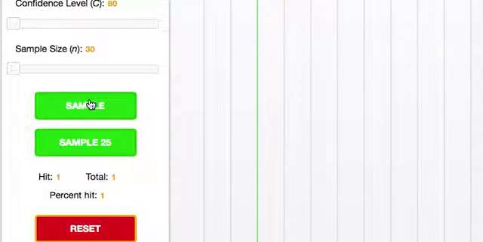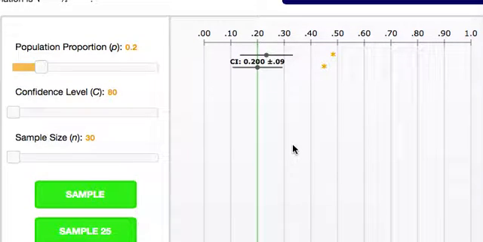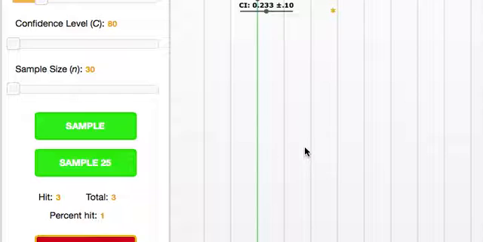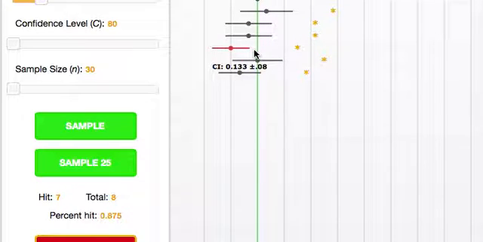1 out of 1. Another sample. Right on. Look at that. Right in the middle. 2 for 2. 3 for 3. 4 for 4. Oh, we missed one. So is it possible to miss one?